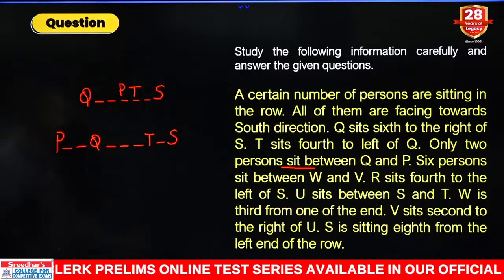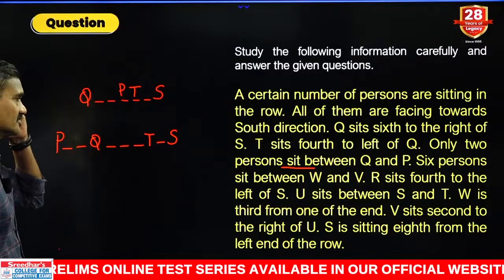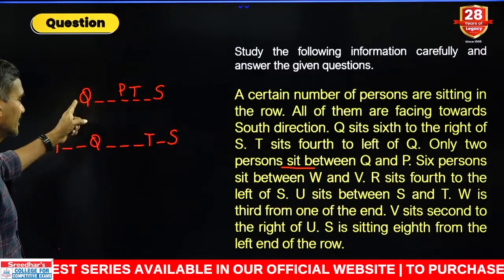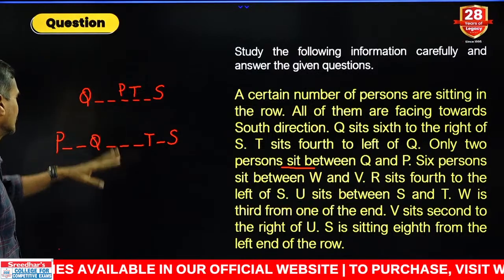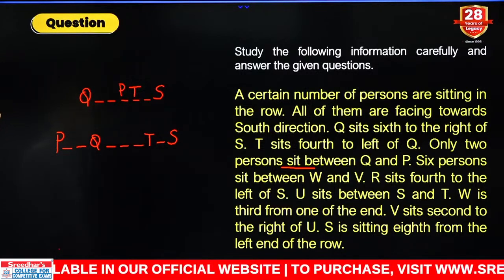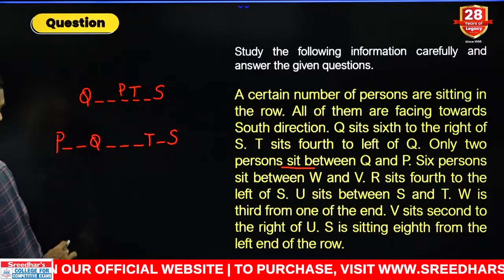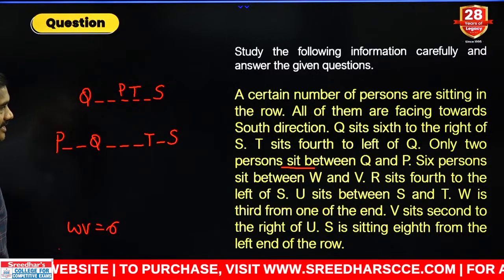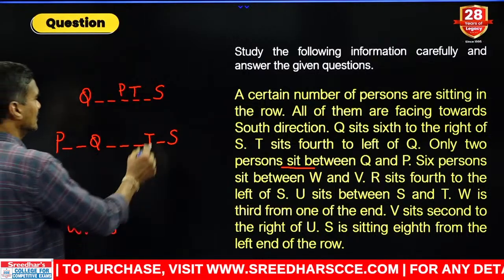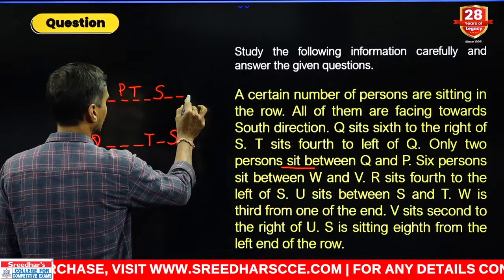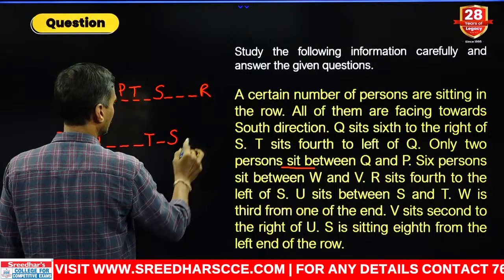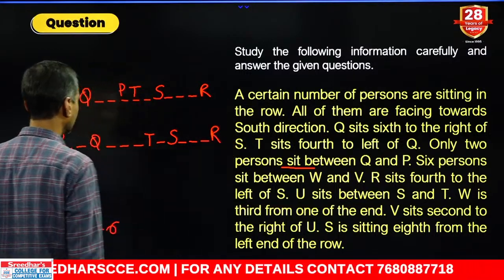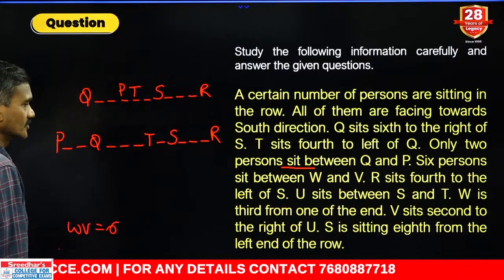Now we have taken both the possibilities. Now 2 persons between whom? Q and P. Now Q and P, 2 people, P is to the right hand side of Q and left hand side of Q. Then next one, 6 persons between W and V. Now between W and V there must be exactly 6 persons. And R sits 4th to the left of S. R is 4th to the left of S. 1, 2, 3. R is 4th to the left of S.